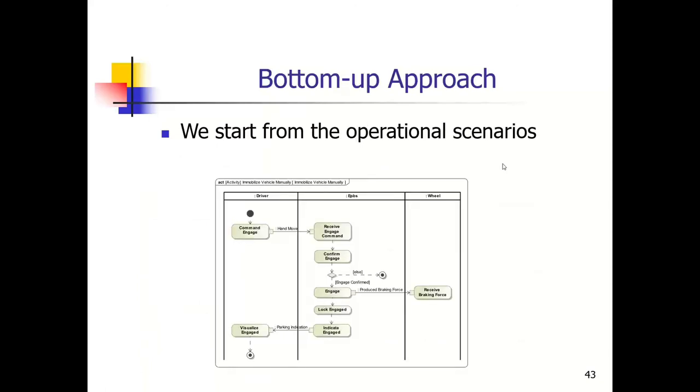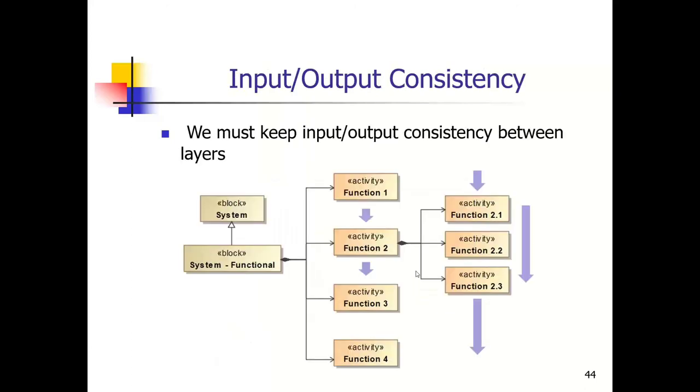So we are also going to do it the other way around, with the bottom-up approach, where we start from another artifact of the mission dimension, the operational scenarios, and look for low-level functions there. And you will need to cluster together those that are highly related, and then you can compose up the tree until you reach the highest level functions.